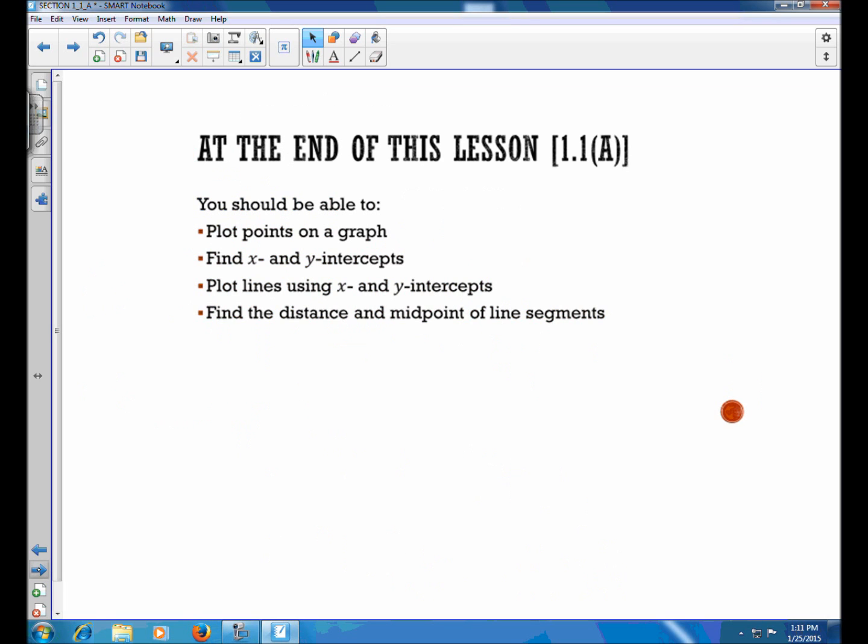And so at the end of this lesson, you should be able to plot points on a graph, find x and y intercepts, and use those x and y intercepts to plot lines, and then find the distance and midpoint of line segments.